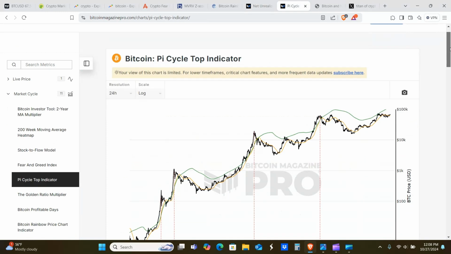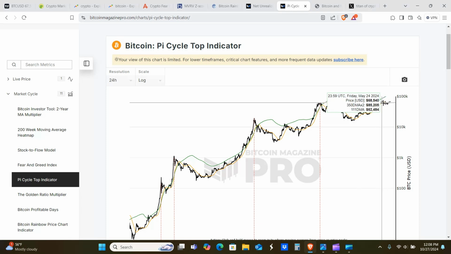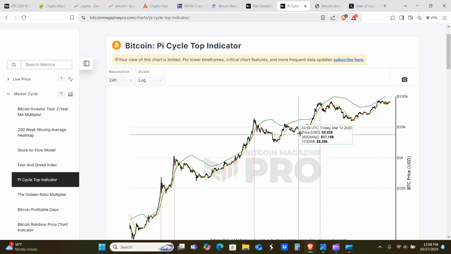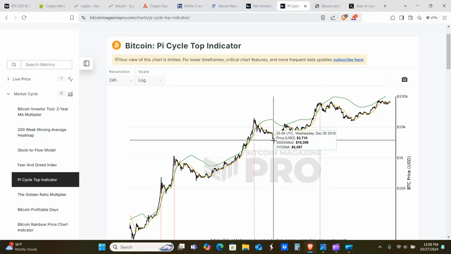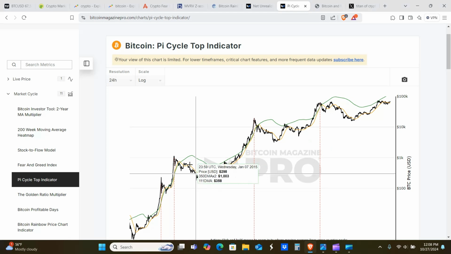Pi cycle top indicator. So the gist of this is that we undercut under the yellow EMA. Now we're back above it. What usually happens when we get that, you can see it happen back here in 2020. Boom, took off like a rocket. Happened here in 2018. We had this little mini bull run in 2019. Boom, took off like a rocket.